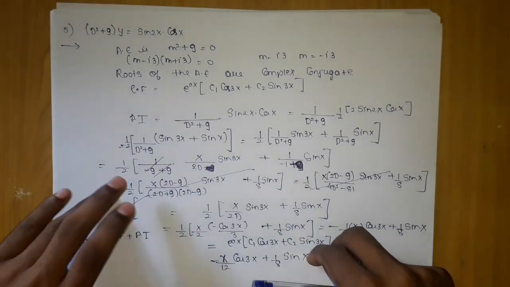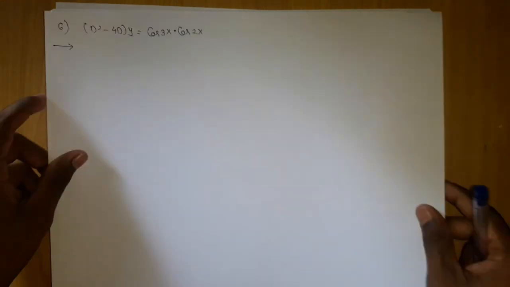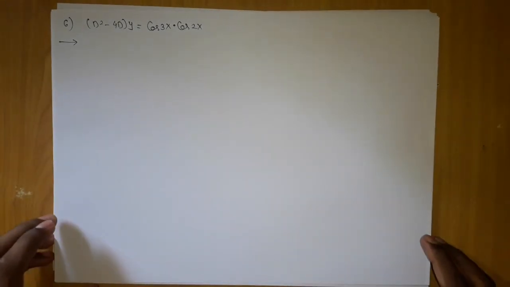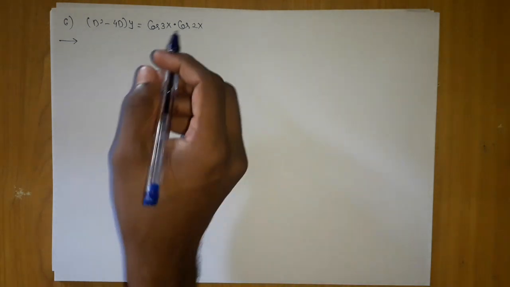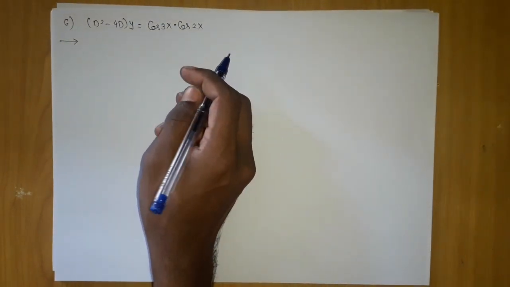Now let's move on to question number 6. The question number 6 which we are going to take is this, which says d square minus 4d into y equal to cos 3x into cos 2x. Now let's see what we are going to do. Starting steps will be similar only.